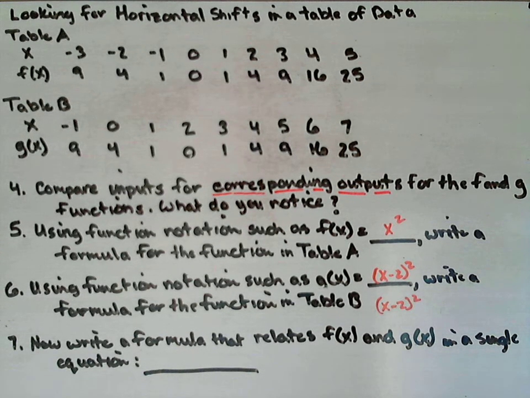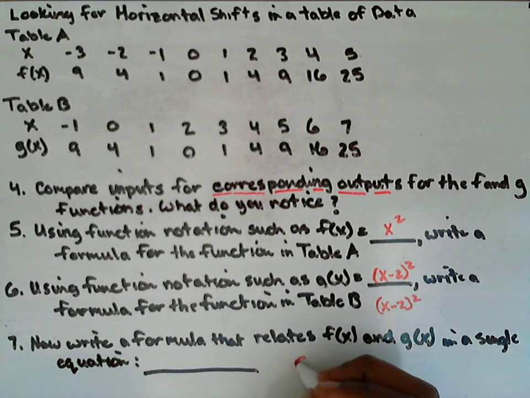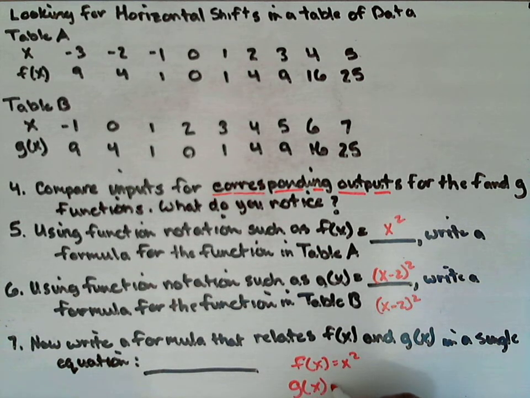Now we're to write a formula that relates f of x and g of x in a single equation. So this is similar to question 3 with the graphs. Again, to start out, I'll look at both of my equations. So I have f of x equals x squared, and g of x equals x minus 2 squared. Doing similar to what we did in number 3, if we just look at the inputs, what happens to them, on f of x, the input is squared, and on g of x, the input is minus 2 then squared.